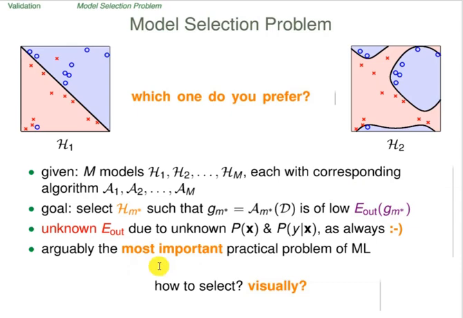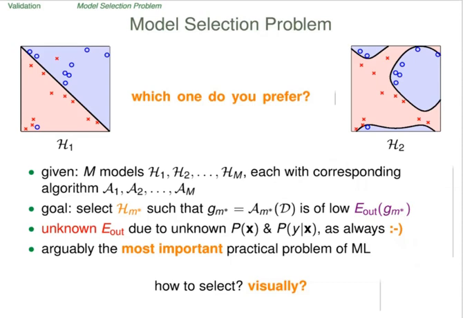However, as always, out-of-sample error remains unknown and it is difficult to calculate, because we are dealing with an unknown probability distribution or target function. Selecting the best model with the smallest out-of-sample error is one of the most important and practical problems of machine learning.